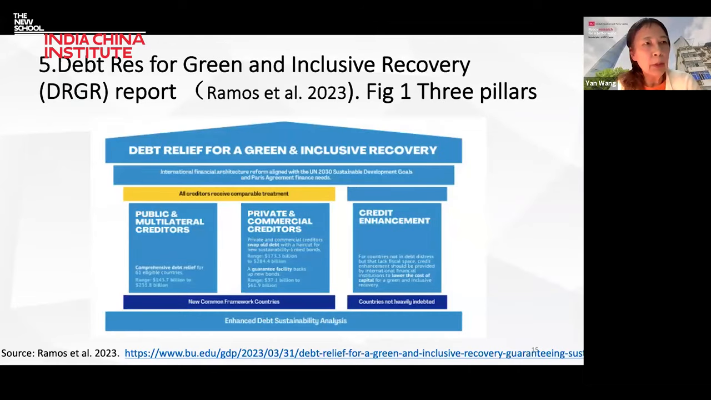In the Global Development Policy Center at Boston University, we proposed the following restructuring. We used the debt restructuring for green and inclusive recovery report. In this report, we proposed three pillars. One is that public and multilateral development banks should participate in the debt relief. And second, private investors, private bondholders, should participate. Third, we should provide credit enhancement to countries that are not heavily indebted. So all three pillars are indispensable to the debt restructuring.